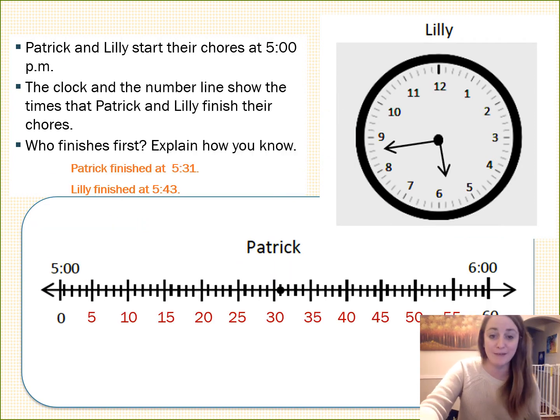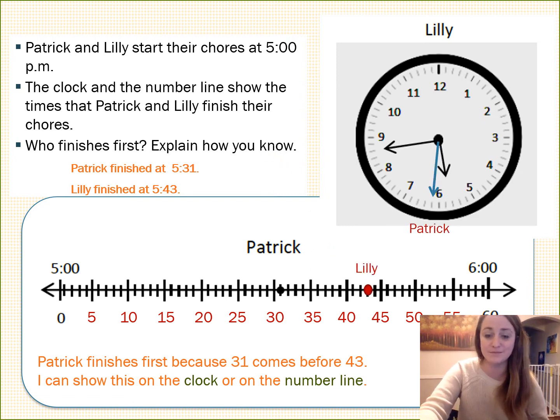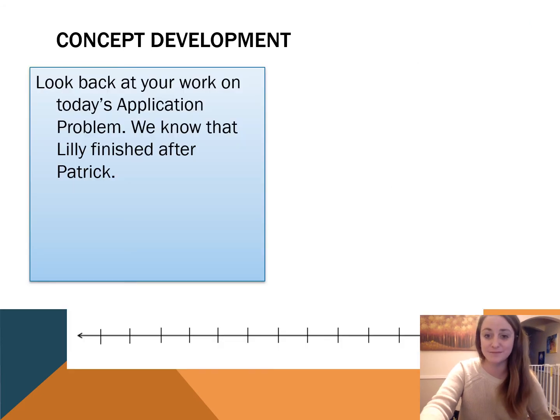Patrick finished at 5:31, and Lily finished at 5:43. So Patrick finished first because 31 comes before 43. I can show this on the clock and on the number line. Now, we're going to be working with some example images today, the clock and the number line.